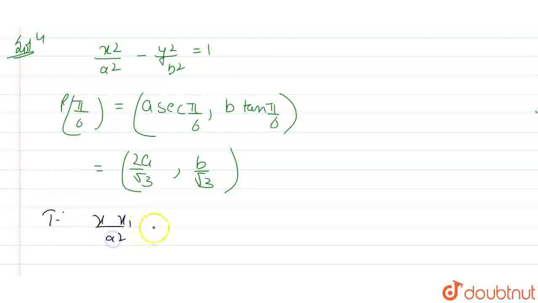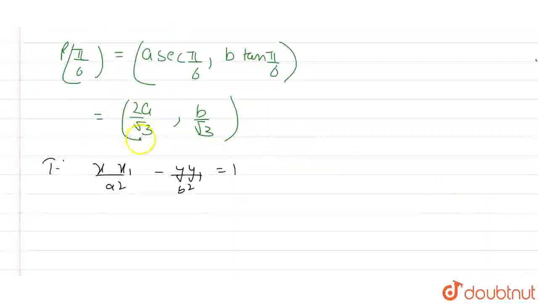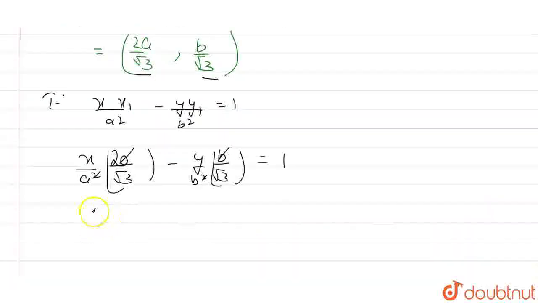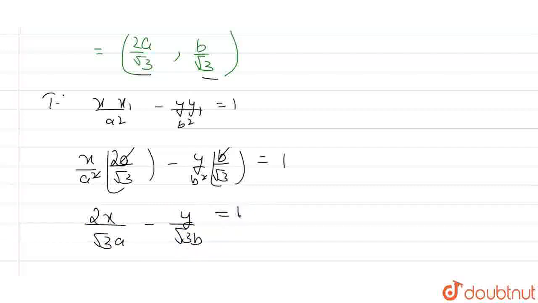Now if I have to find the equation of the tangent, I know that the tangent equation is x x1 by a square minus y y1 by b square equals 1. If I put in the values, x1 and y1 are the coordinates we found. So this becomes x by a into 2a by root 3, minus y into b by root 3, by b square, equals 1. The a cancels with a square, and the b cancels with b square. So the equation we are left with is 2x by root 3a minus y by root 3b equals 1.